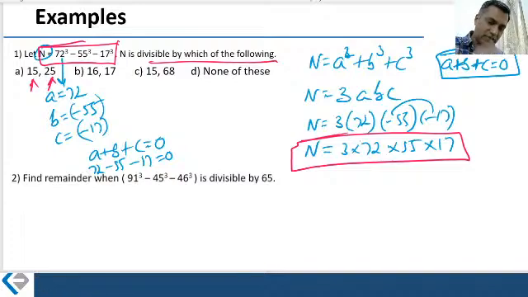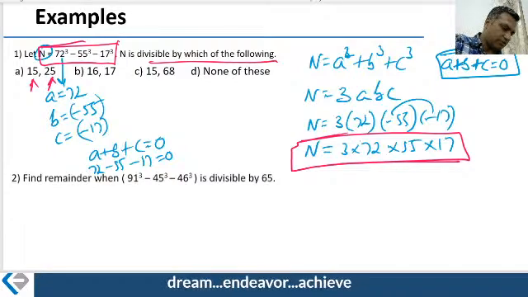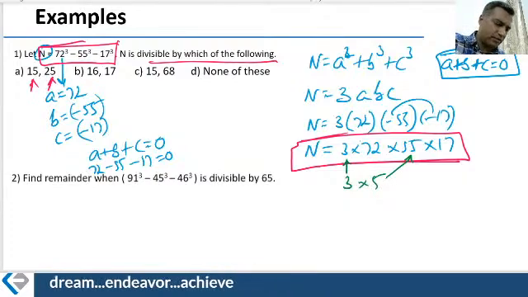So let's take a look. Is this divisible by 15 here? This is n here. 15 means what? It should be divisible by 3 and 5, correct? 3 gets cancelled here, 5 goes out here. So is it divisible by 3 and 5? Of course, yes, 3 and 5. This is fine. But is this divisible by 25?